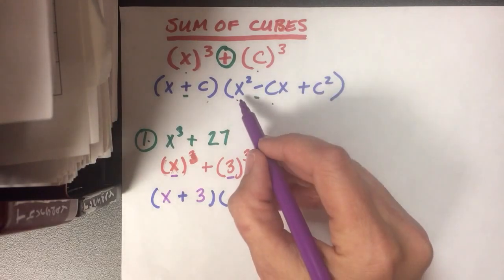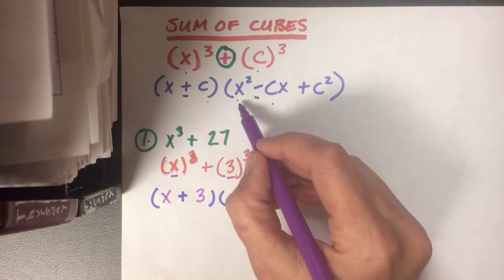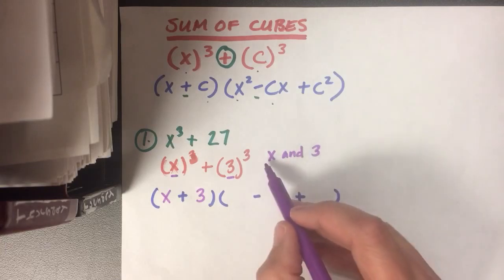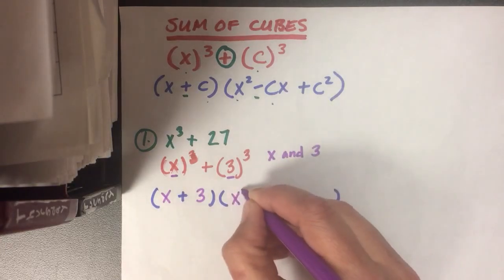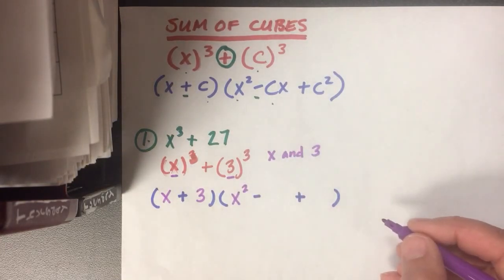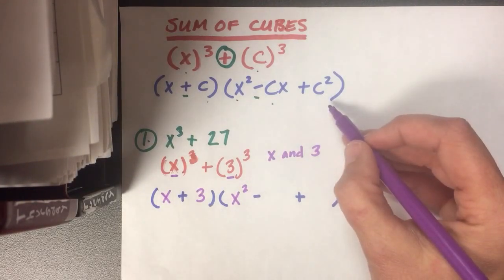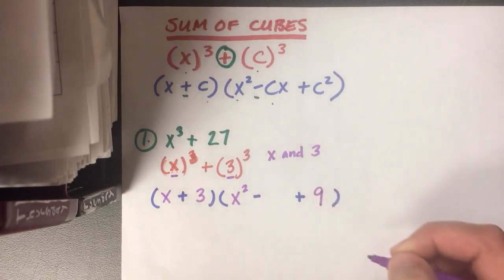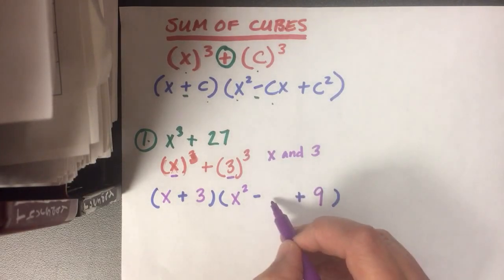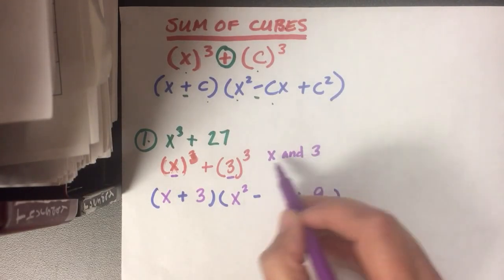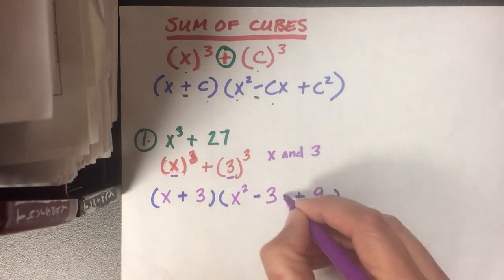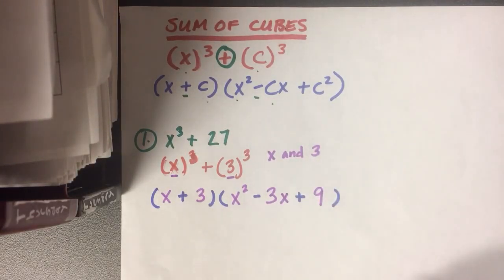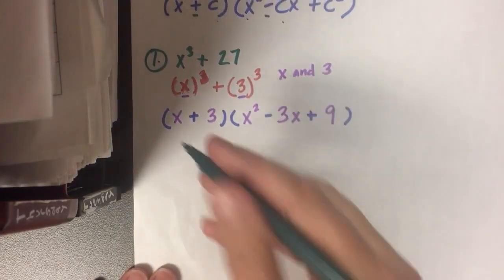The second part, x squared, is our first base squared. Our first base is x, so when I square that, I get x squared. The last one is our second base squared, so that would be 3 squared, which is 9. And our center term is the product of our two bases, which is x times 3, which is 3x. And we are done. So that is a simple example of a sum of cubes. So let's do another example.